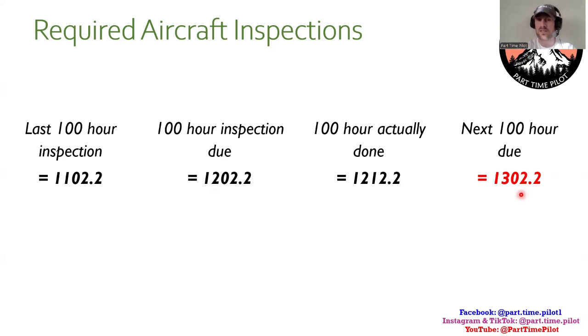So technically, it's only 90 hours between the times when your 100 hours were done, but the FAA doesn't care about that. An easy way to remember this is just to remember that no matter if you go over any extra hours or not, it's due every 100 hours of Hobbs time. So let's do it: 1102.2, 1202.2, 1302.2, 1402.2, and so on.